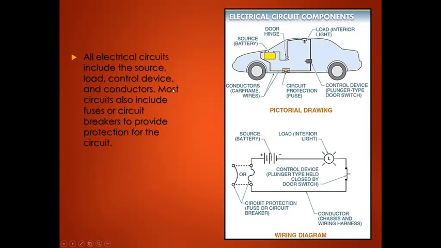All electrical circuits include the power source, a load, a control device, and conductors. Every circuit must have these components. Most circuits also include fuses or circuit breakers to provide protection for the circuit. So you must have a load, you must have a control device, which is represented by the push button here. You must have current carrying conductors. You can also add fuses and circuit breakers.